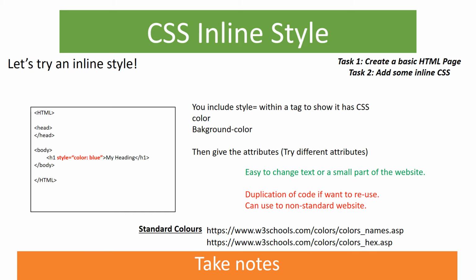However, if we've got large parts which we want in a certain style, this is not going to be useful. We'd have to have a duplication of code if we wanted to reuse it, and it would probably cause a non-standard website. You can see some of the standard colours in the names and hexadecimals by using the links shown on the screen. Remember, you need to have an understanding of how to use both of these. So your task is to create a basic HTML page and add some inline CSS. Make sure you use some colours using names and hexadecimal.